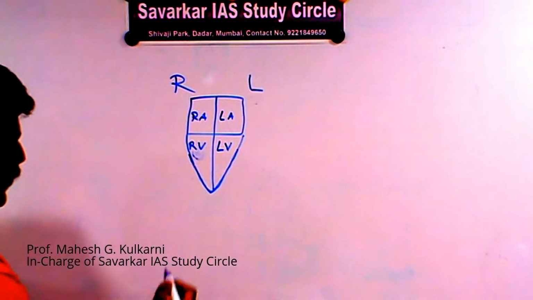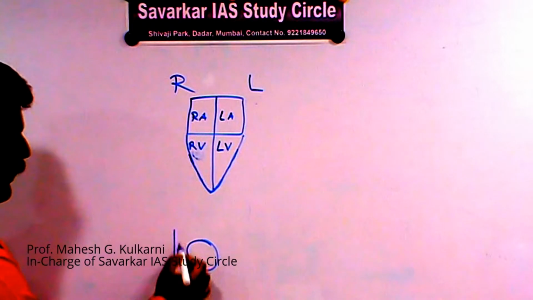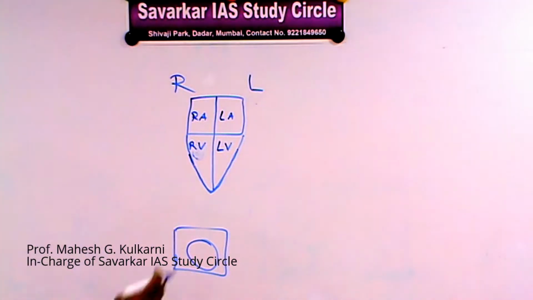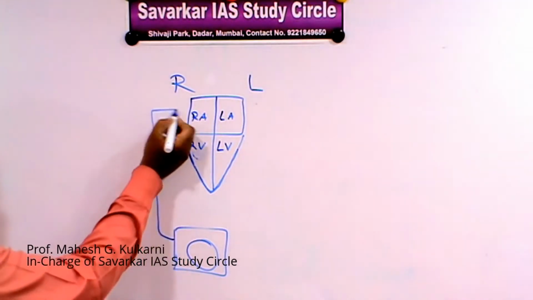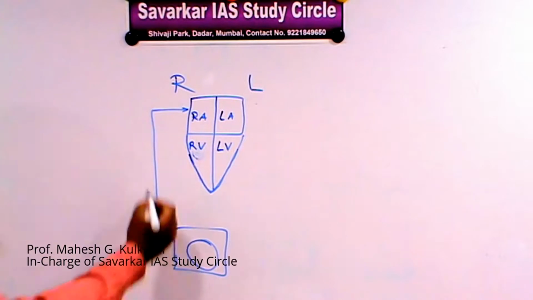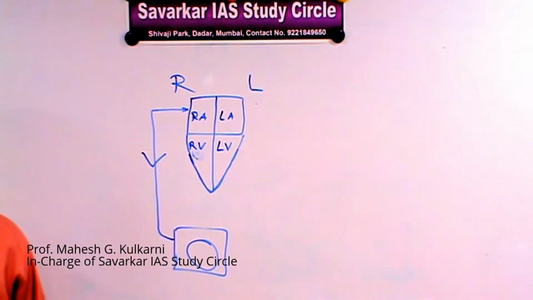Now simply, suppose I am saying this is an organ. Organ means what? Any organ in our body. Let us consider muscle, or intestine, liver, kidney, anything. So from this organ, blood is coming out. As you are aware, blood is coming from the organ to the heart. It is transported by a vein. So blood is transported from organ to heart through a vein.